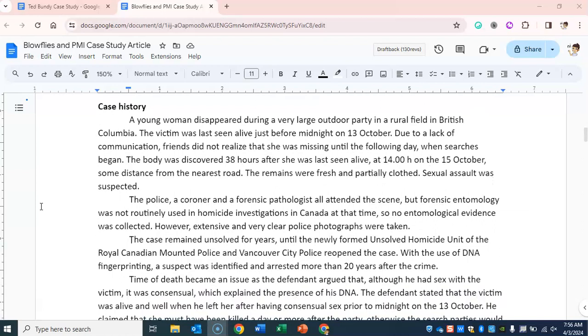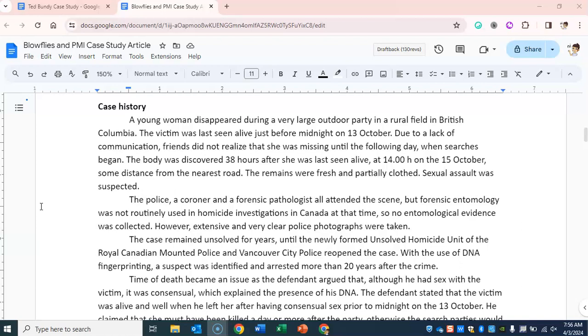Case history. A young woman disappeared during a very large outdoor party in a rural field in British Columbia. The victim was last seen alive just before midnight on the 13th of October. Due to a lack of communication, friends did not realize that she was missing until the following day, when searches began. The body was discovered 38 hours after she was last seen alive, at 1400 hours on the 15th of October, some distance from the nearest road.